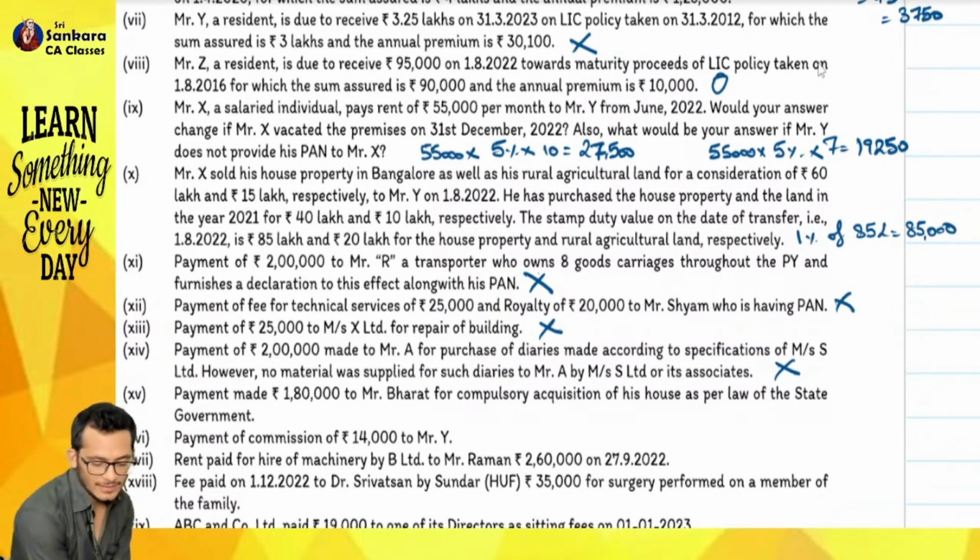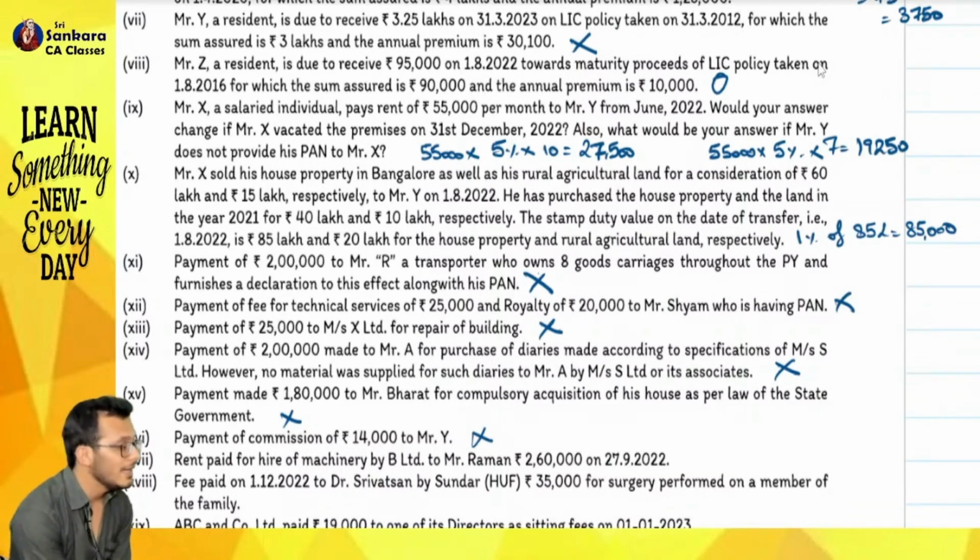Payment made of 1,80,000 to Mr. Bharat for compulsory acquisition of his house as per the law of the state government. Compulsory acquisition, 194LA talks about a threshold limit of 2,50,000. 1,80,000, not applicable. Done. Next one. Payment of commission of 14,000 to Mr. Y. Why? 15,000 threshold. Rent paid for hire of machinery by B Limited to Mr. Raman, 2,60,000.